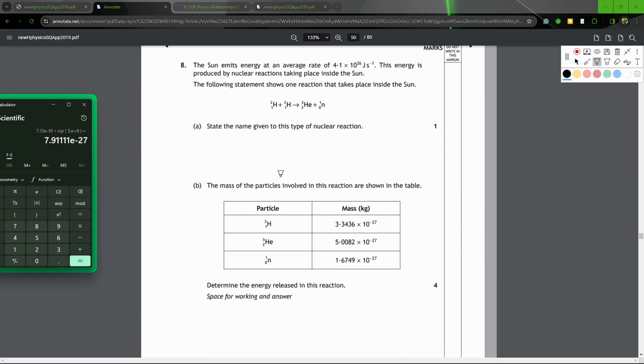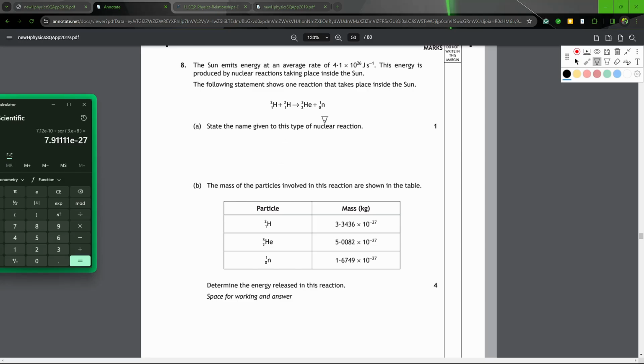The sun emits energy at an average rate of 4.1 times 10 to the 26 joules per second. This energy is produced by nuclear reactions taking place inside the sun. The following statement shows one reaction that takes place inside the sun. State the name given to this type of nuclear reaction.